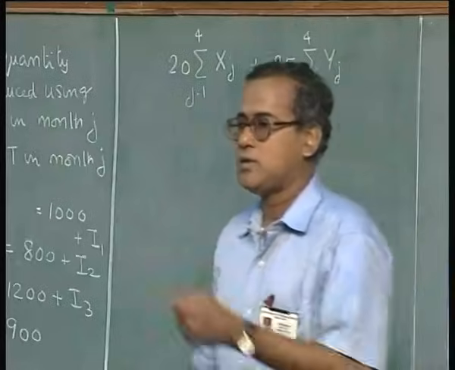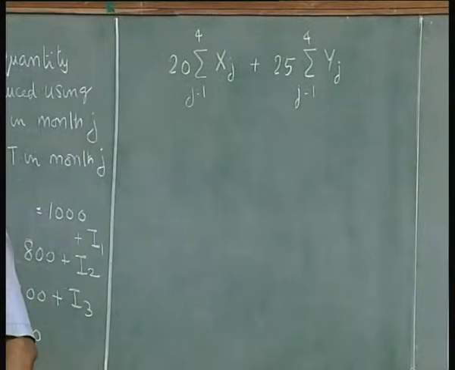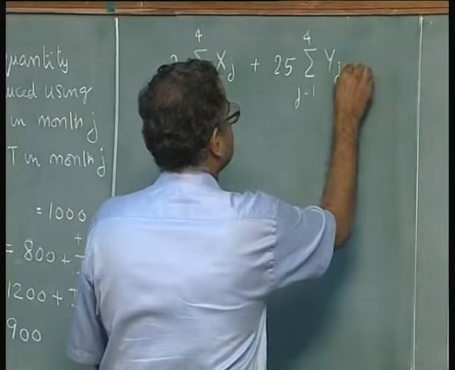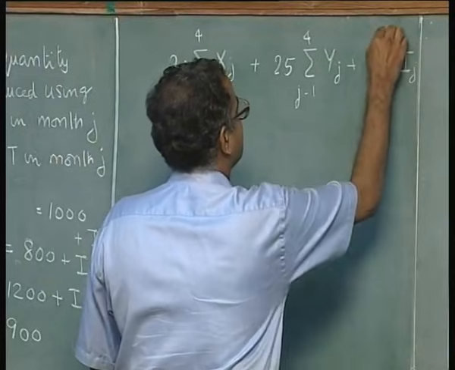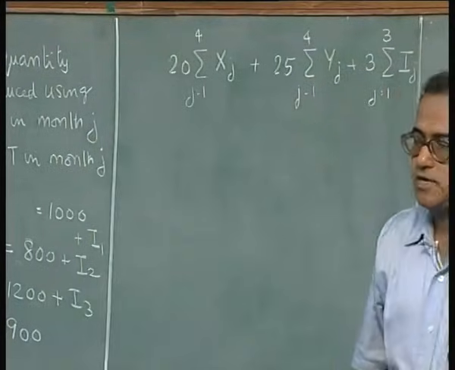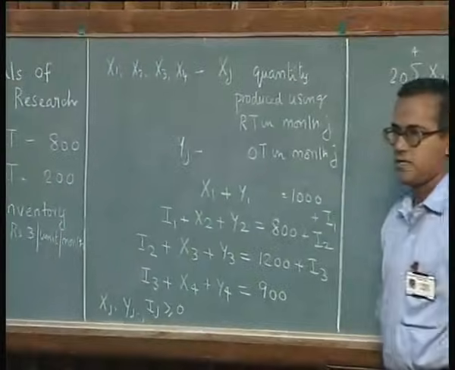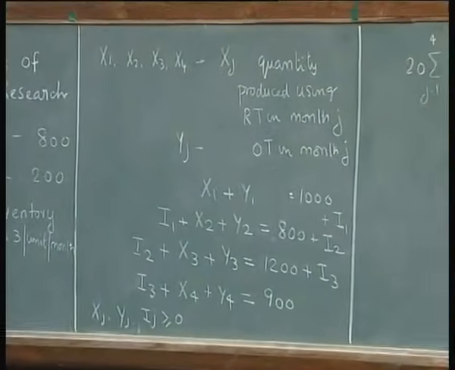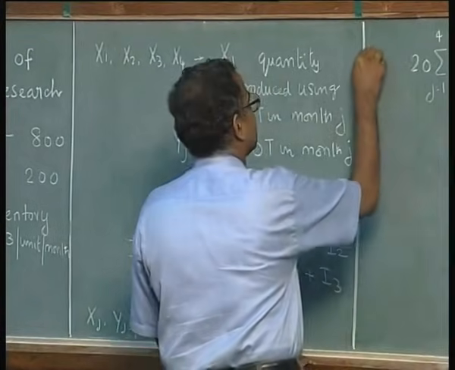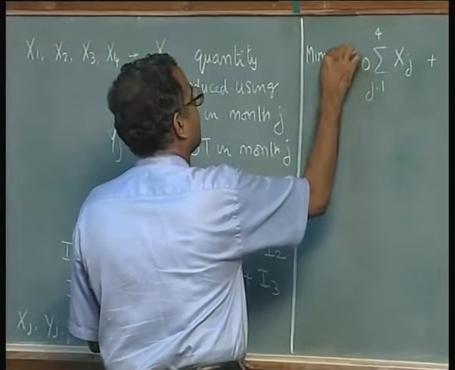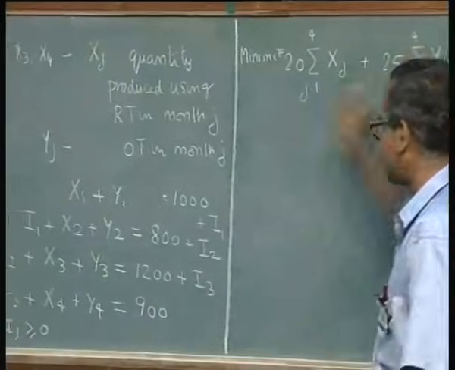Plus, whatever quantity is carried to the next month, we have an additional rupees 3 per unit per month. So, you will have plus 3 into sigma Ij, j equal to 1 to 3, and we do not have I4 in this problem. Plus we have xj, yj and Ij greater than or equal to 0. Now, what do we want to do? This is the cost function, and being a cost function, we would like to minimize it. So, now this formulation is complete.